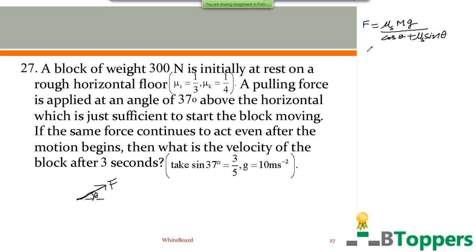So in this problem, mu s equal to 1 by 3, the weight mg of the block is given to be 300 newtons. Cos theta equal to cos 37 degrees, which is equal to 4 by 5. Mu s is 1 by 3, sin theta equal to sin 37 degrees, that is equal to 3 by 5. You can try to simplify this yourself.